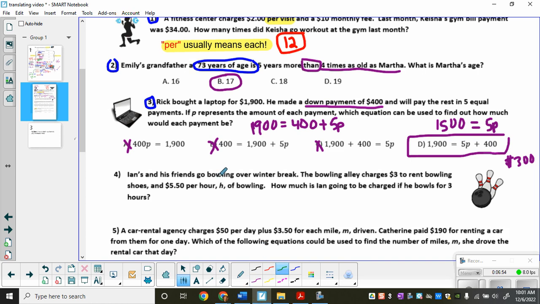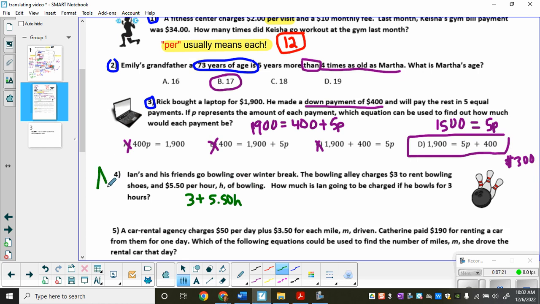All right, Ian and his friends go bowling over winter break. Now the bowling alley charges $3 to rent bowling shoes, and then it's $5.50 per hour of bowling. So you got to pay the $3 no matter what to rent the shoes, and then it's $5.50 for each hour that you bowl. Okay. Now we want to know how much is Ian going to be charged if he bowls for 3 hours.